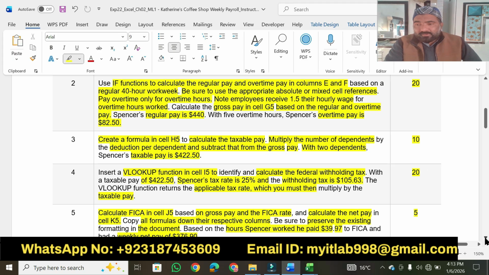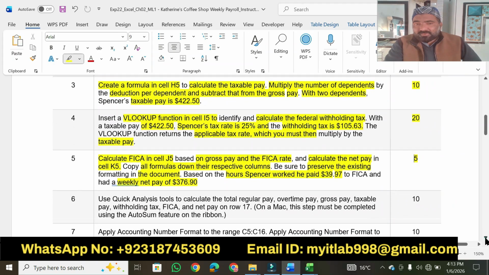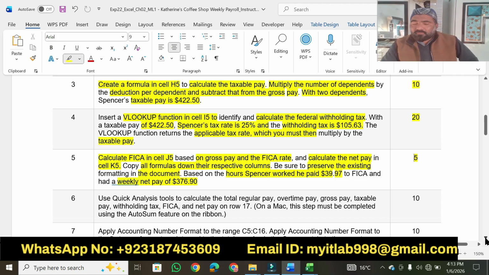Okay, after solving question number 2, we moved toward question number 3, where we have to create a formula in cell H5 to calculate taxable pay. Okay, what is our taxable pay? That is, multiply the number of dependents by the deduction per dependent, then subtract that from gross pay. With 2 dependents, the taxable pay is this one. We have again verified that one.